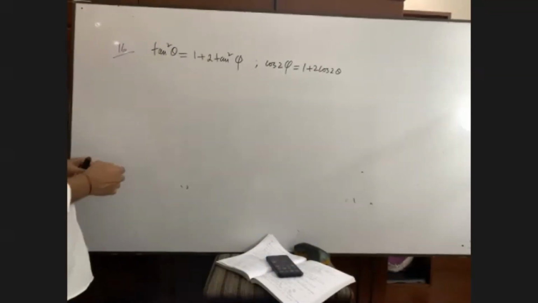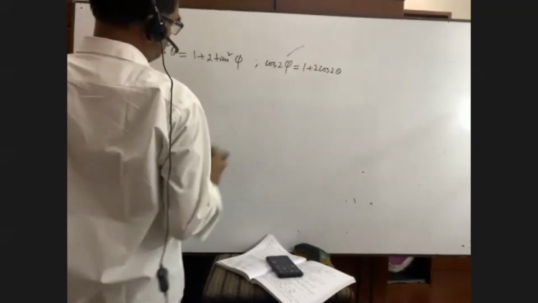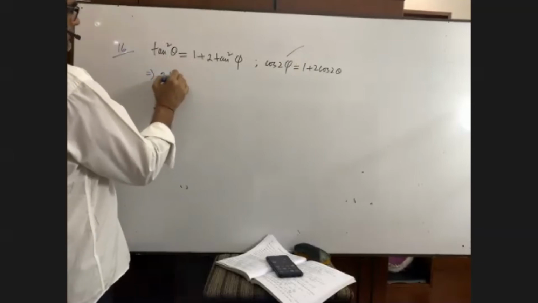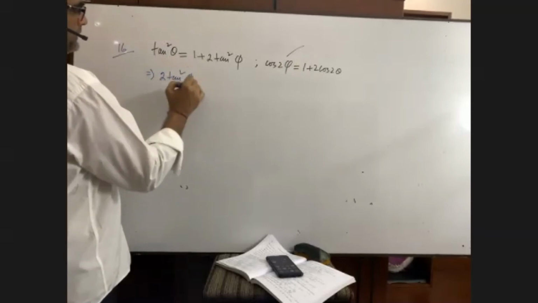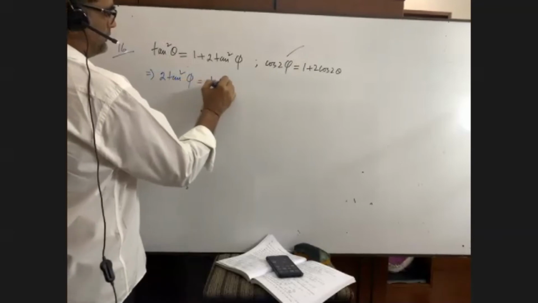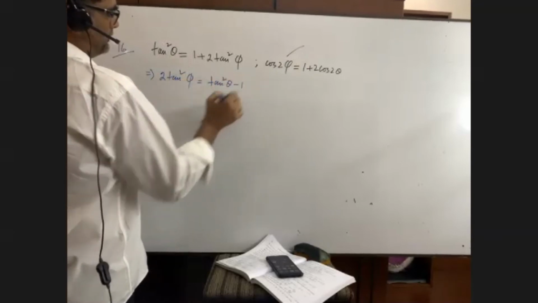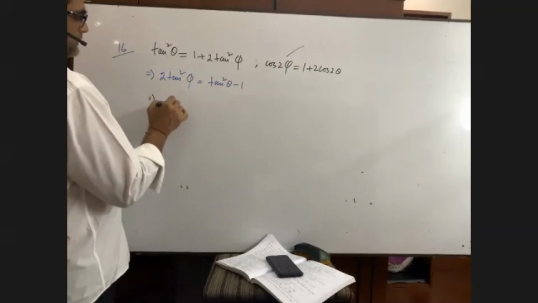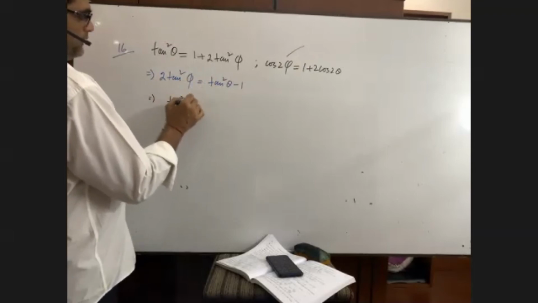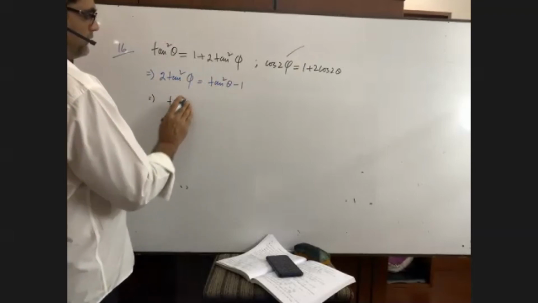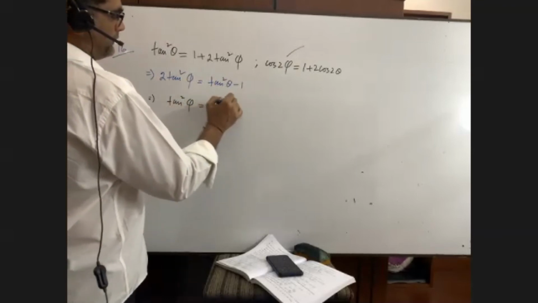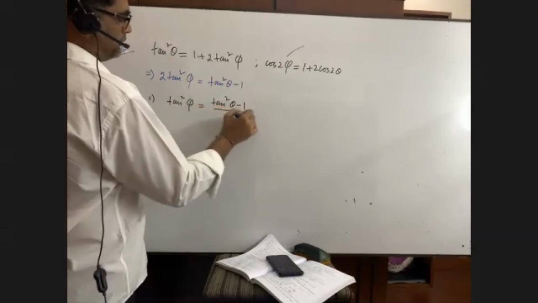Actually, you see, give emphasis on the left hand side. So from here, we can write 2 tan square phi is equal to tan square theta minus 1. That means tan square phi is equal to tan square theta minus 1 by 2.